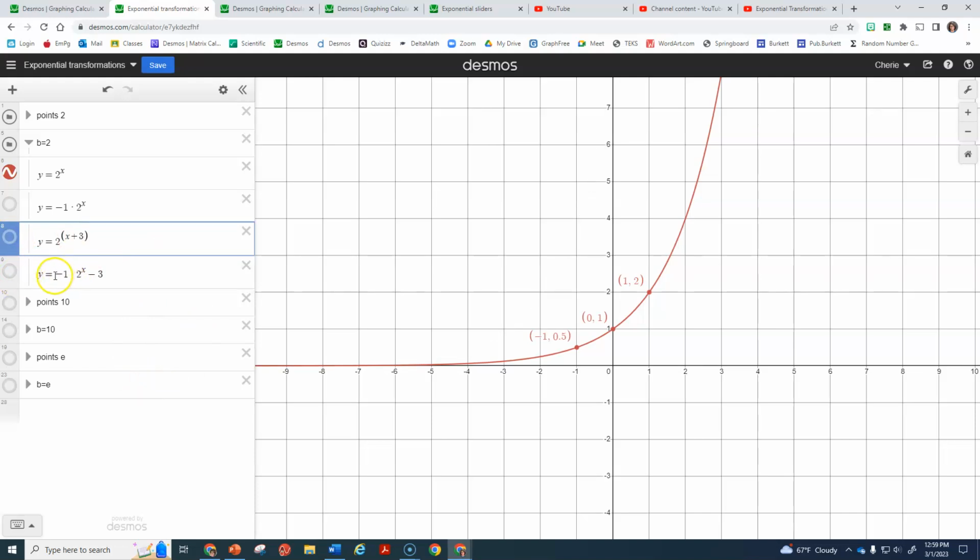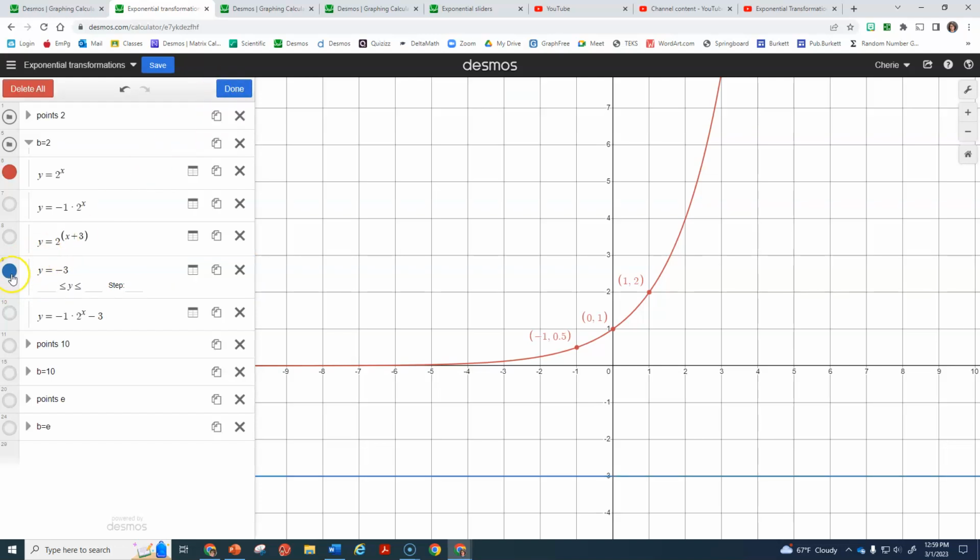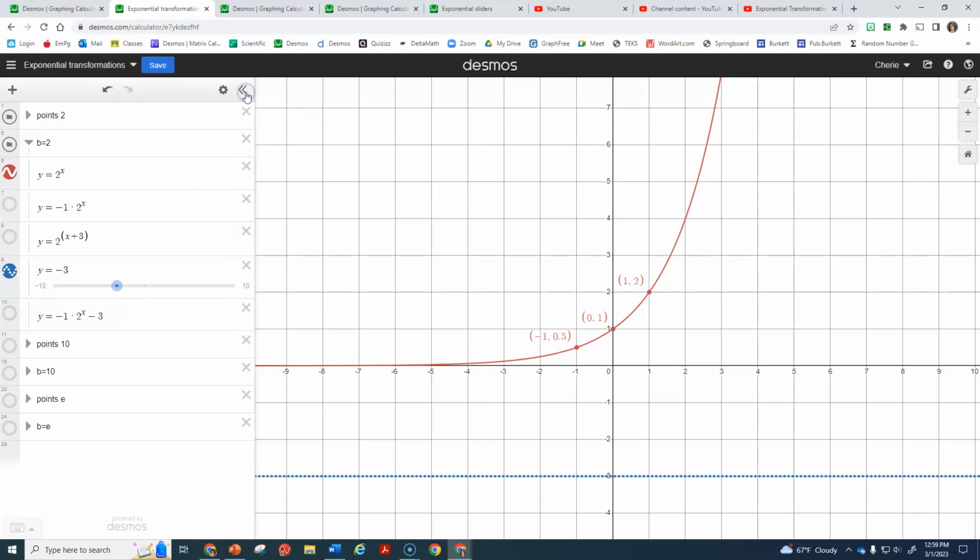So what's the prediction here? I'm going to flip it over the x-axis. That's what the -1 is going to do. And this should shift everything, including my asymptote, down 3. I forgot to include an asymptote, so let me put one in here right quick. Let's add an expression. Let's do y equals -3. So I'm predicting that's where my asymptote is going to be, and let's make this be a dotted line since that's how we're used to seeing the asymptote.